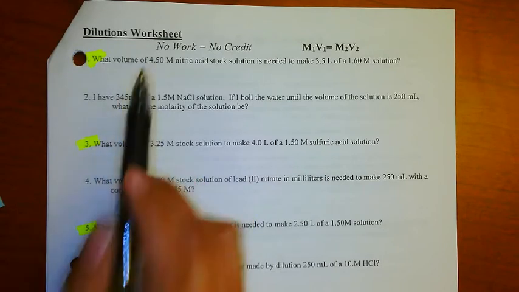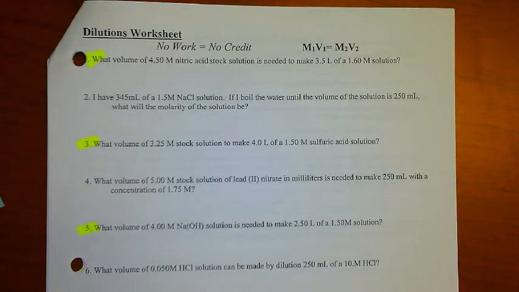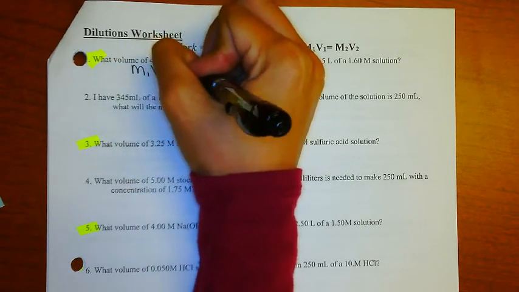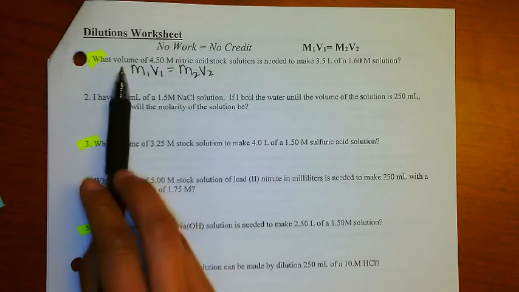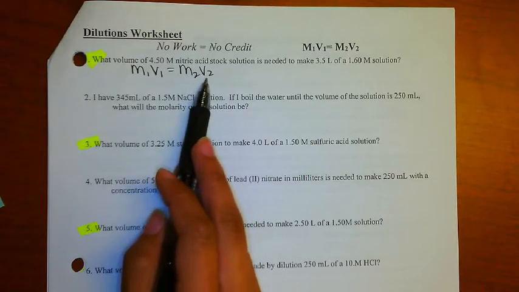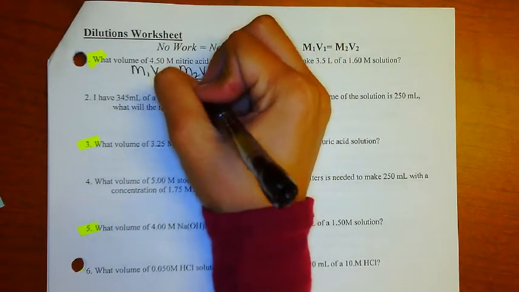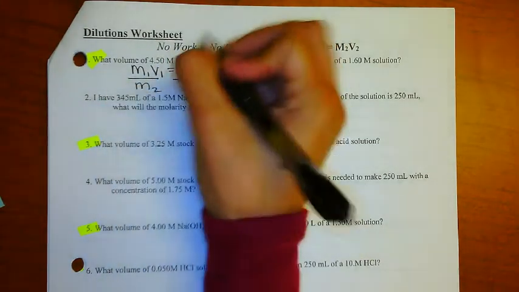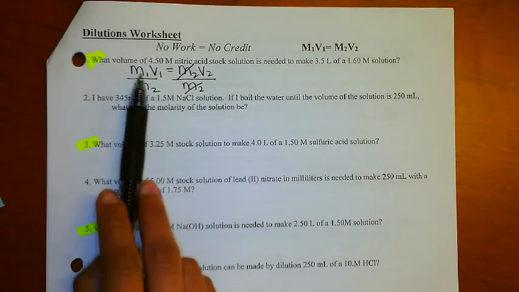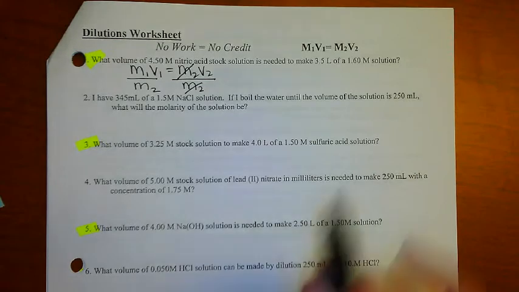And so what volume of a molarity of 4.5 nitric acid stock solution is needed to make 3.5 liters of a molarity of 1.6 solution? Okay, so again I am using the formula that M1 times V1 is equal to M2 times V2. Alright, I want to know the volume of my second solution. And so I need to get volume by itself. So I'm just going to divide both sides by M2. And so when you do so, M2 cancels on one side, and you're left with V2 is equal to M1 times V1 divided by M2.